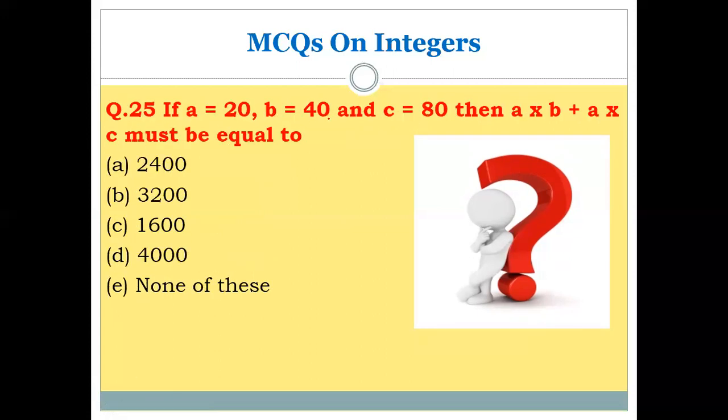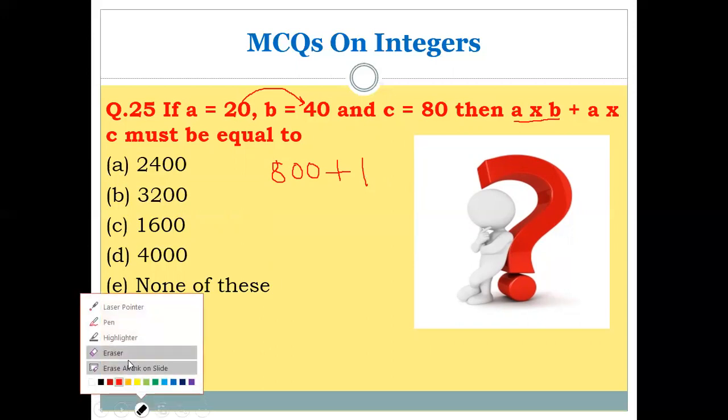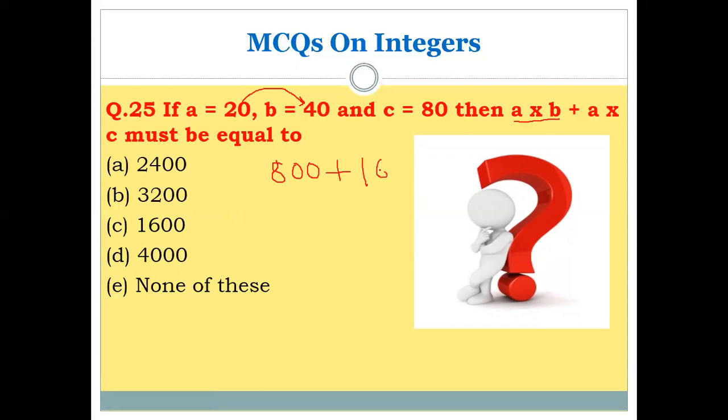If A is equal to 20, B is equal to 40, and C is equal to 80, then A into B plus A into C must be equal to. So we are supposed to find the product of A and B. We have A 20 and B 40. So A into B, if we multiply 20 with 40, it becomes 800. Then A into C: if A is multiplied with 80, 20 times 80 becomes 1600. So we have 1600 plus 800, and the result will be 2400. So the correct option is A.